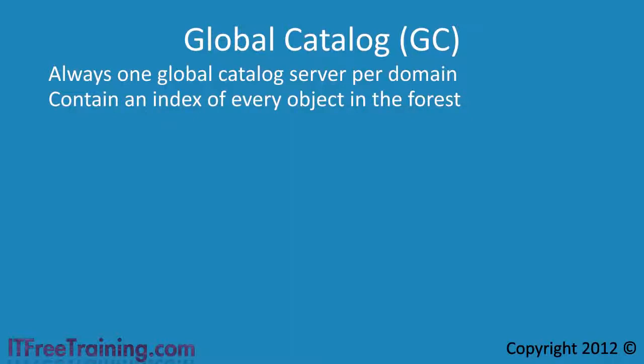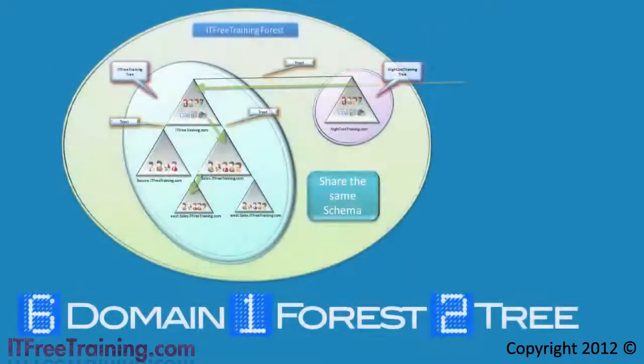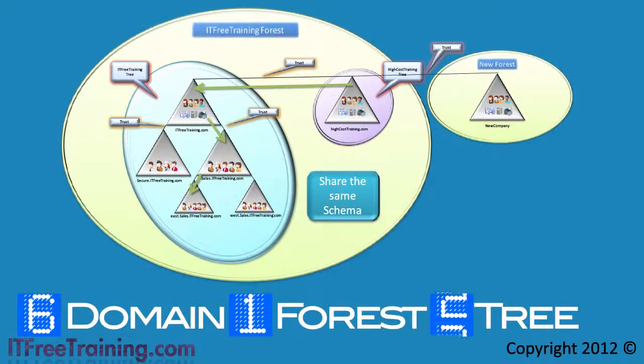The last example I want to show you is when another forest is added. This may occur if your company takes over another company that already has its own Active Directory infrastructure. Active Directory does support this by an administrator manually creating a trust between the two forests. In this case, there are two forests. Each forest has its own schema, and each domain has its own copy of the Active Directory database.